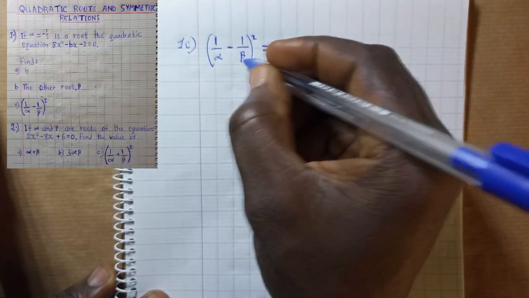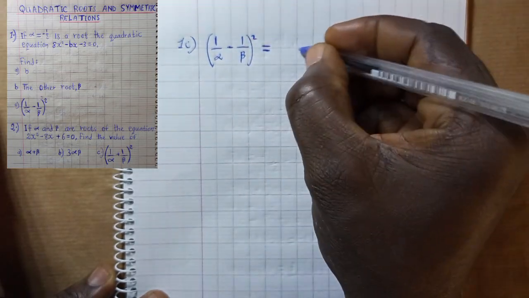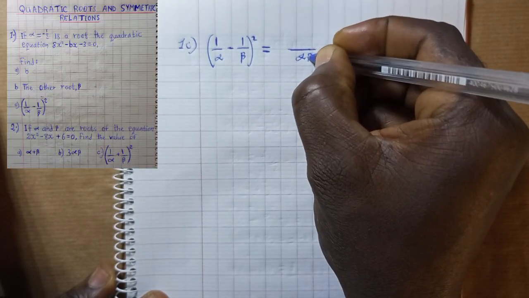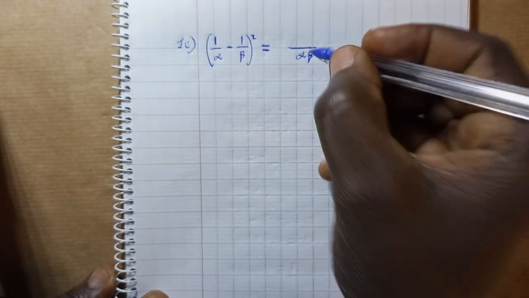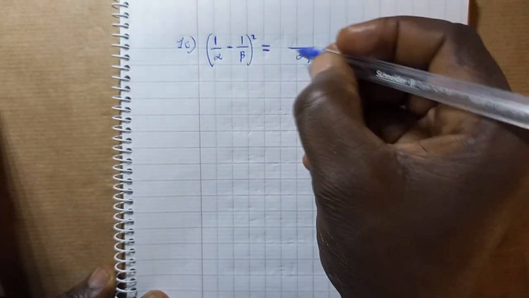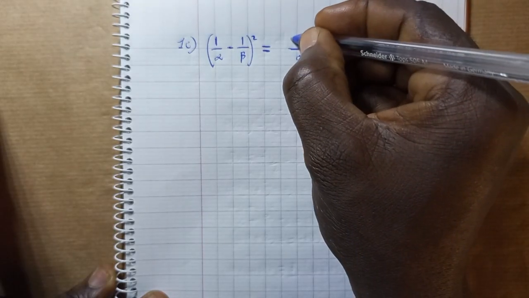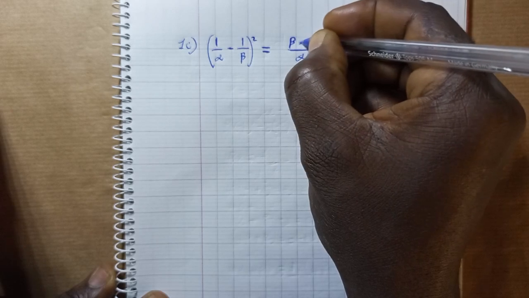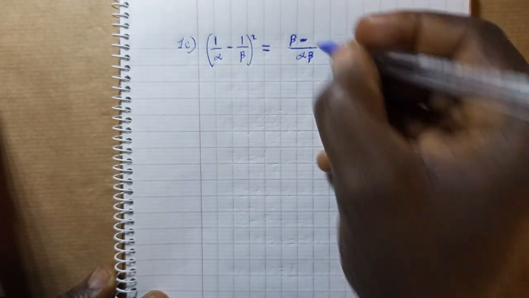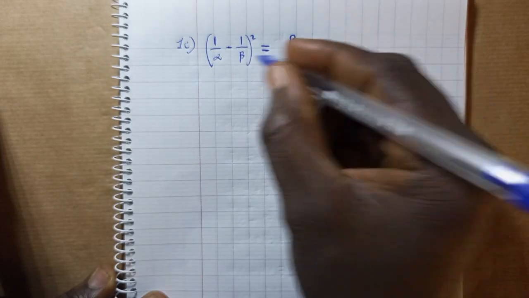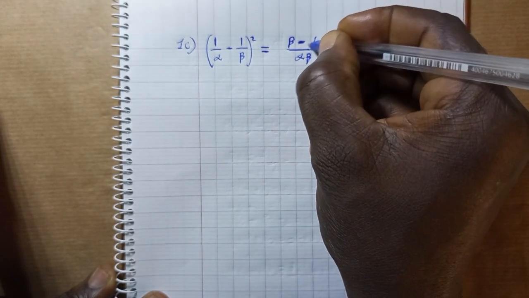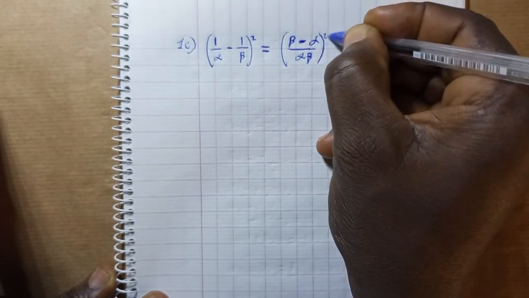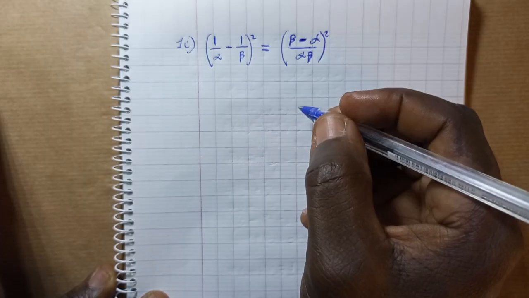Now calculating this, we have the LCM of these two, breaking down as their product αβ. Then α divided by this will cancel out, and we have β minus, this one will cancel out this one here, so we have α, then put it in brackets. So this is what we are actually calculating for now.